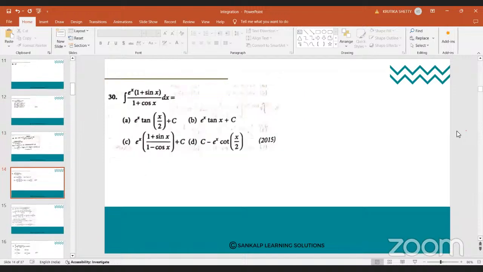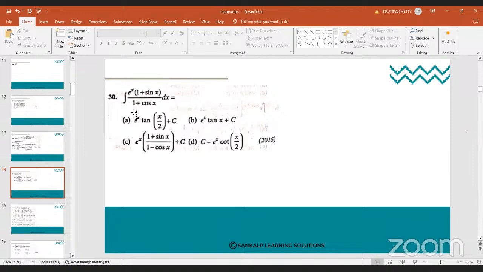Next example, example number 30. Such type of examples occur every year, most of the time, or in alternate years. It is again based on the property, the integration of e raised to x. It is an extension of integration by parts only, by making use of the formula.